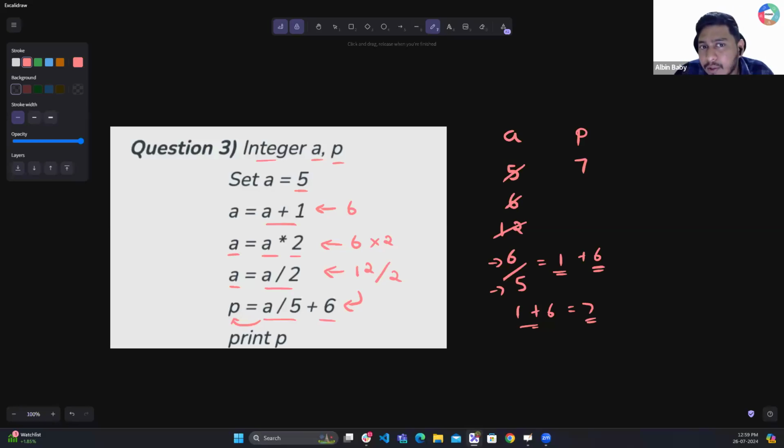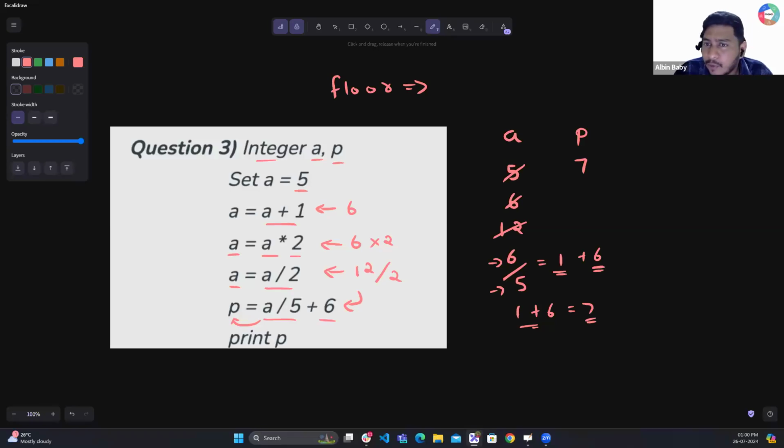Vadika, by default, you'll always take the floor value of it. It's not approximate, it's the floor value. Have you guys learned about floor and ceil values? Not round off. Round, floor, ceil, everything is different.